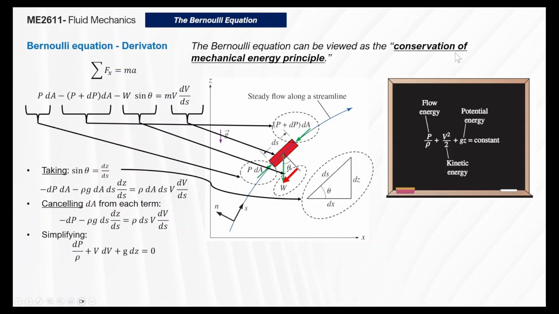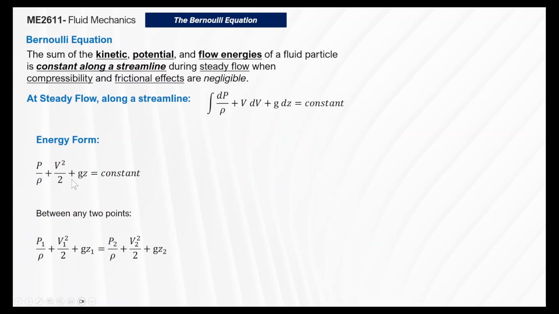Again, it's viewed as the conservation of mechanical energy, which started with Newton's law: the summation of all the forces equals the mass times acceleration. You imagine a particular point in a streamline, and you expand this formula, using our general mechanics and applying the equations here, you will get this one, or in much more general terms, this one. Essentially, this is the Bernoulli equation in its energy form, or what we called mechanical energy earlier. So again, the Bernoulli equation is the sum of the kinetic and potential energies of a fluid particle and is constant along a streamline during steady flow when compressibility and frictional effects are negligible.